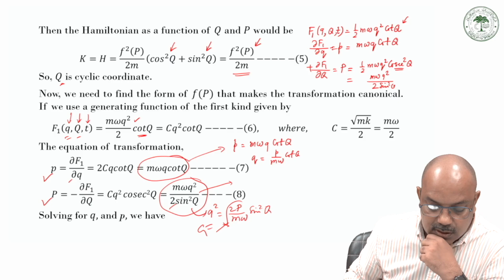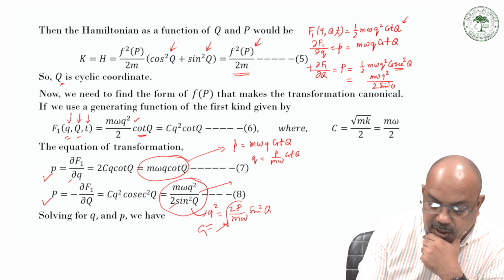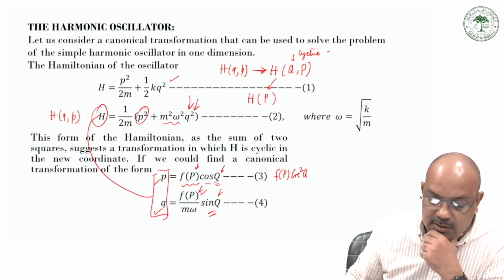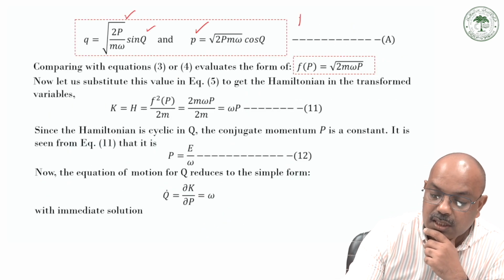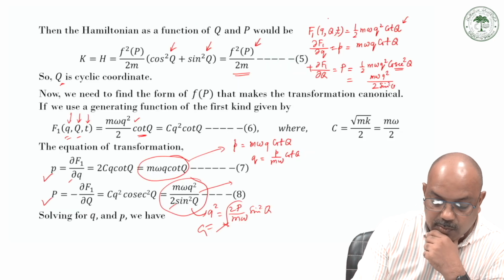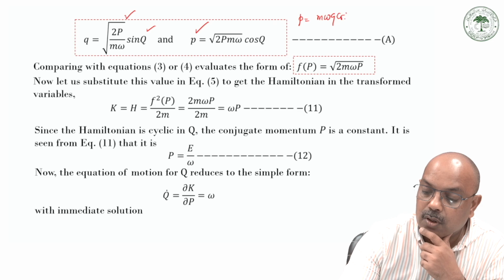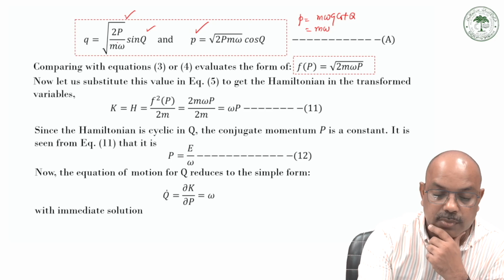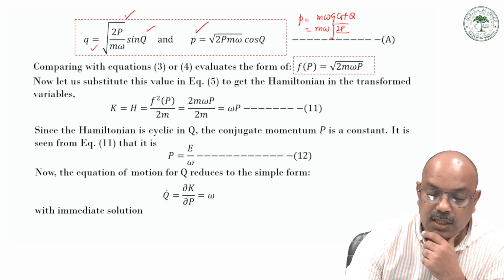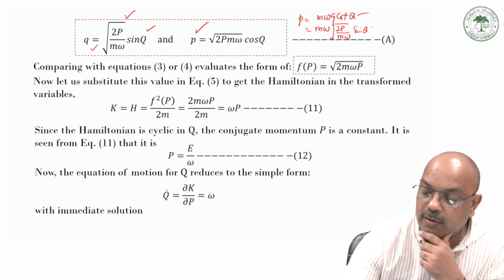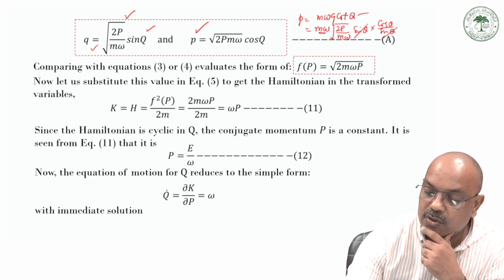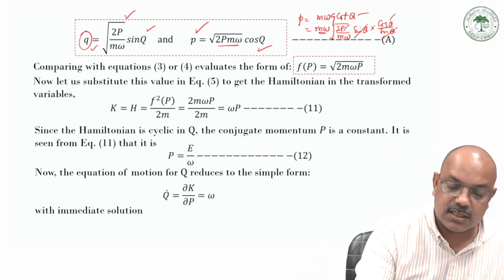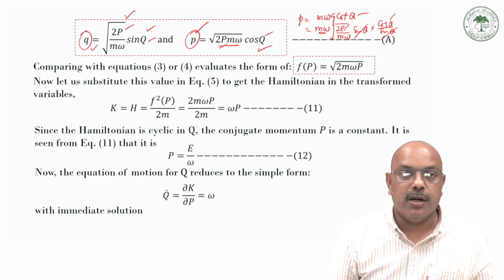So if I put the value of q in place of q, what I have is p equals m omega q cot Q, and I can write this q as the square root of twice P over m omega times sine Q. Then cot Q I can write as cos Q upon sine Q. So the sine Q cancels out, and the m omega goes inside, so it becomes the square root of twice P m omega, times cos Q. Now I have the old coordinates in terms of the new coordinates, P and Q.